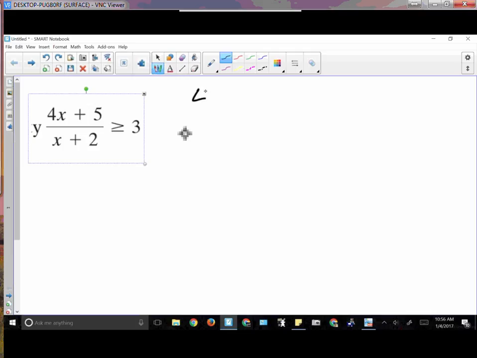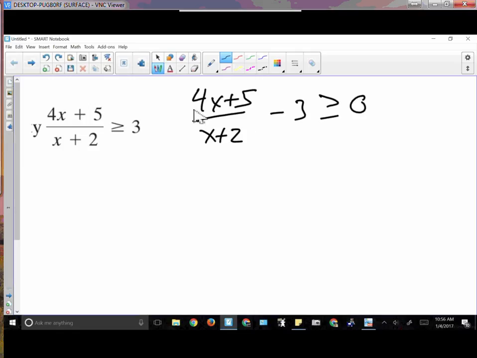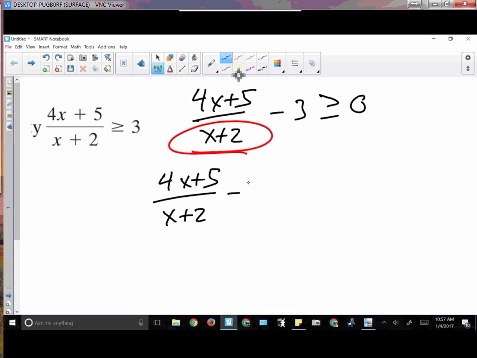So, I'm starting off with (4x plus 5) over (x plus 2). We bring over the 3, greater than or equal to 0. If I am going to deal with this in terms of fractions, do I have to have a common denominator? And the answer is yes. So what is the denominator that I must have in order to deal with this? Well, that's where it's got to be this x plus 2 here. So if I take 4x plus 5 over x plus 2 minus 3, I am going to need to have something with a denominator of x plus 2 down here.